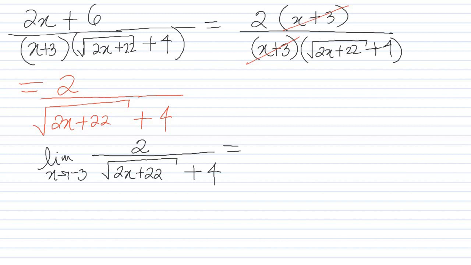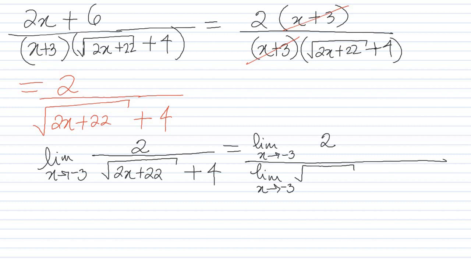It's the same thing we've been doing. So we have the limits here: the limit as x goes to negative 3 of 2, and then the limit as x goes to negative 3 of the square root of 2x plus 22, plus the limit as x goes to negative 3 of 4. So that's what's going on here. And then we have 2, because we're asked to take the limit of a constant, which is just going to be that constant, right?